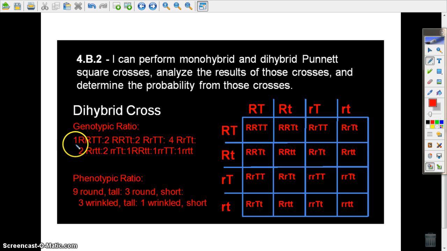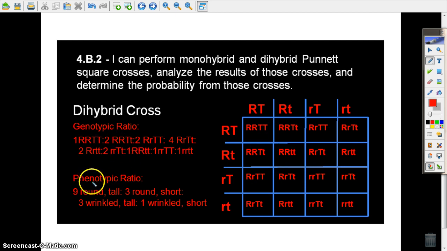The genotypic ratio, although we don't use it quite as often as the phenotypic ratio, the genotypic ratio for a dihybrid cross will always be 1 to 2 to 2 to 4 to 2 to 2 to 1 to 1 to 1. It'll always be that way. And if you were to go through and count up your genotypes here, you would see that this has happened, and I hope you did that.